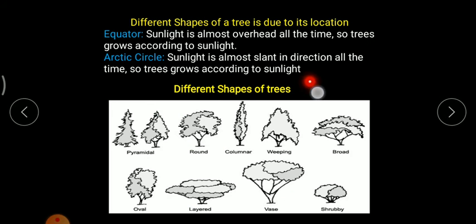Now, different shapes of a tree: again a pyramidal shape, round shape, columnar, weeping. These are certain different types of shape of a tree which you will find in nature.